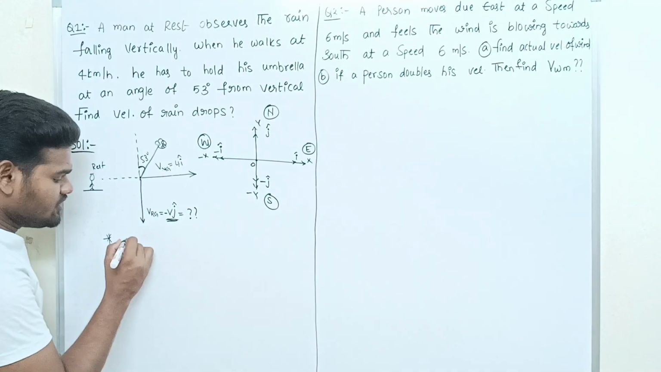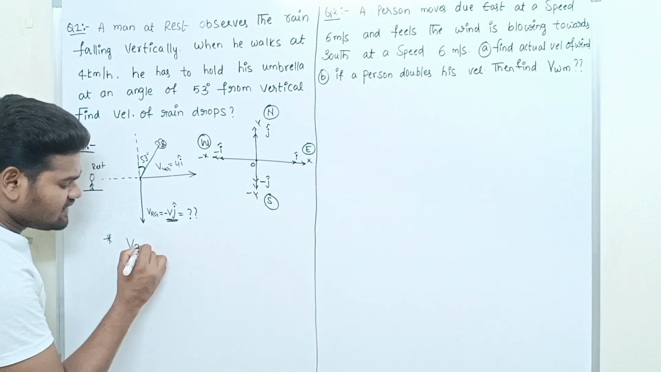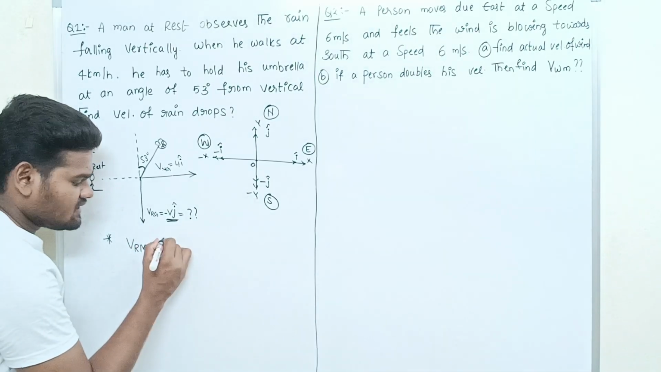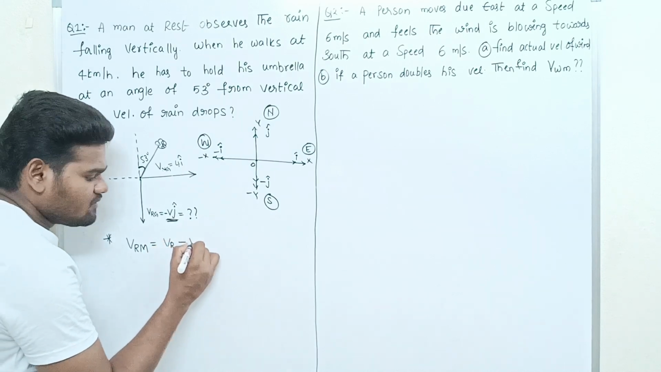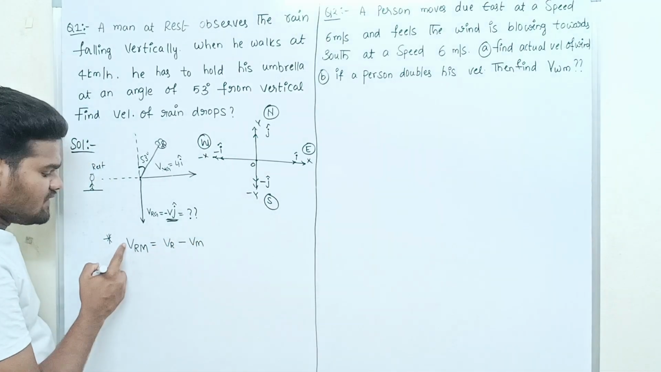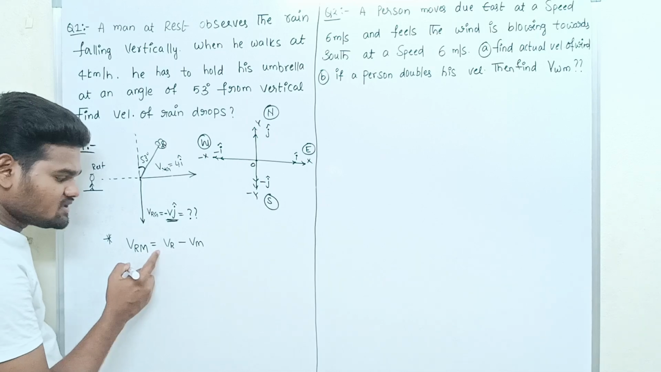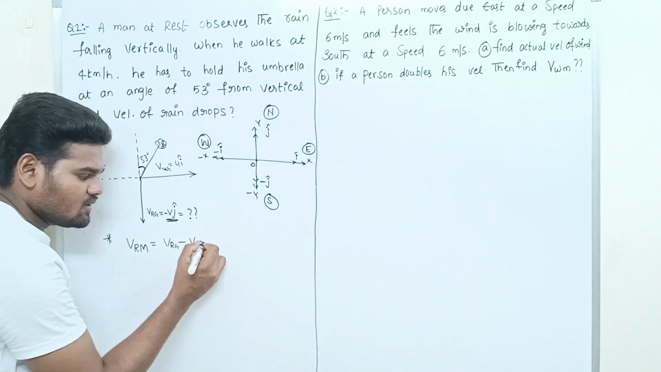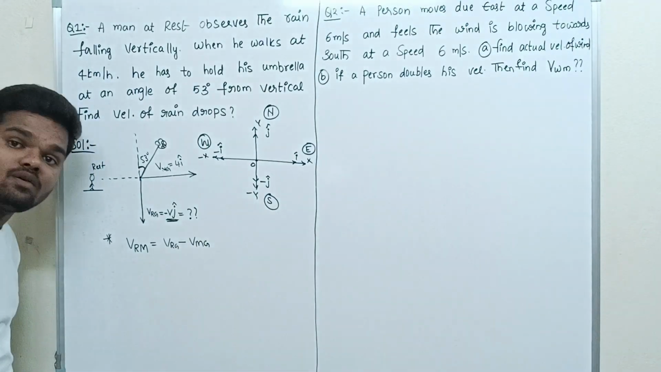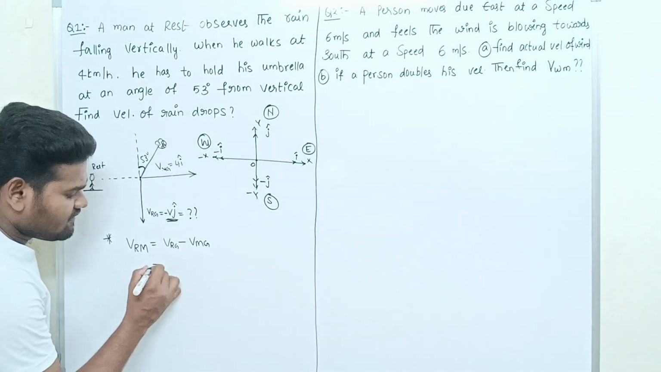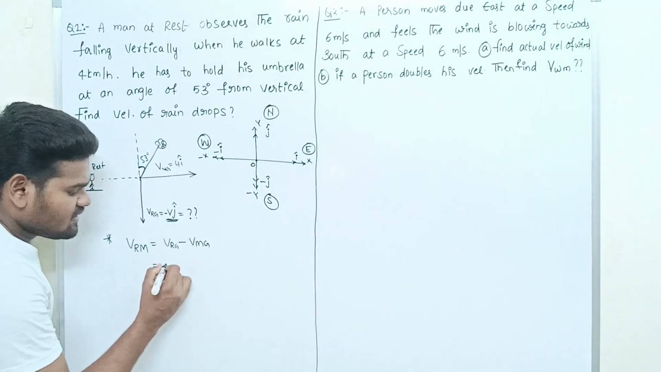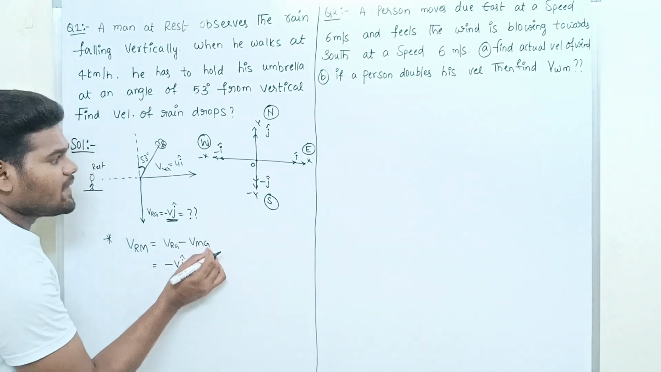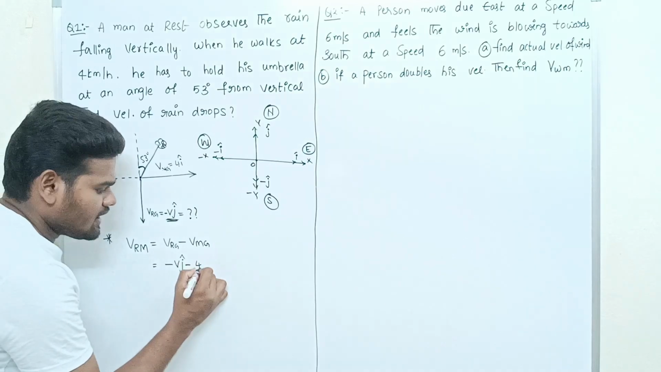So for that, I'm using velocity of rain with respect to man. Velocity of rain with respect to man is equal to velocity of rain minus velocity of man. Velocity of rain with respect to man is equal to velocity of rain with respect to ground minus velocity of man with respect to ground. Have a look. Velocity of rain with respect to ground is minus v j cap, minus velocity of man with respect to ground, 4 i cap.